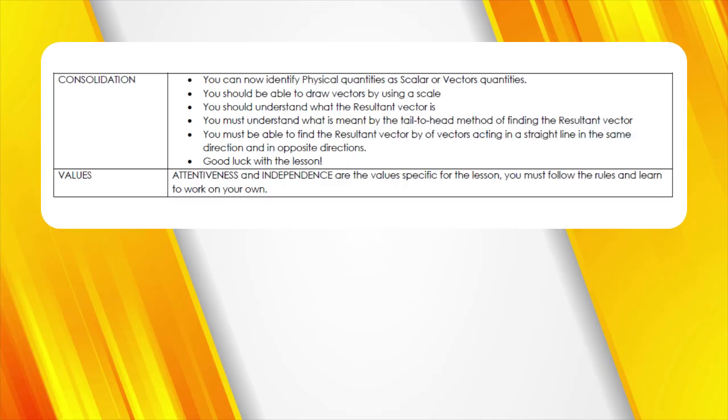Consolidation. You can now identify physical quantities as scalar or vector quantities. You should be able to draw vectors by using a scale. You should understand what the resultant vector is. You must understand what is meant by the tail-to-head method of finding the resultant vector. You must be able to find the resultant vector of vectors acting in a straight line in the same direction and in opposite directions. Good luck with the lesson.